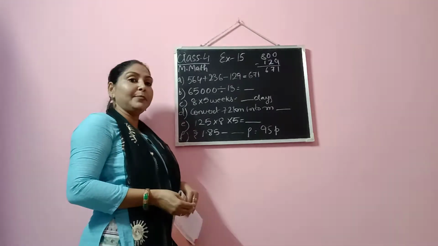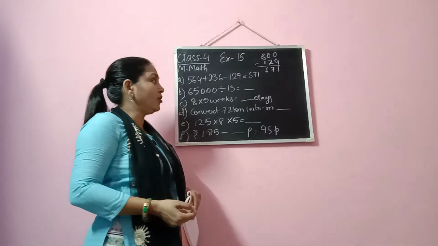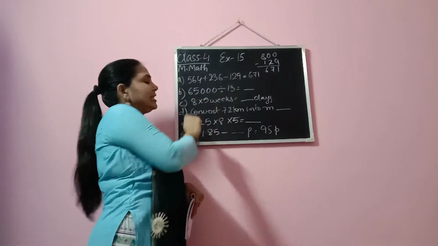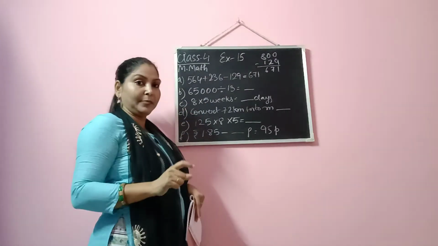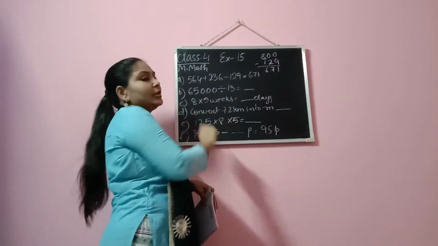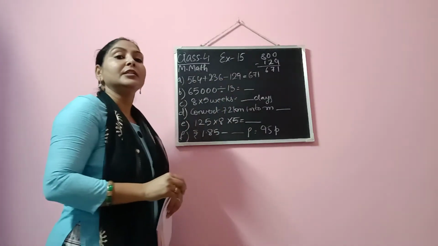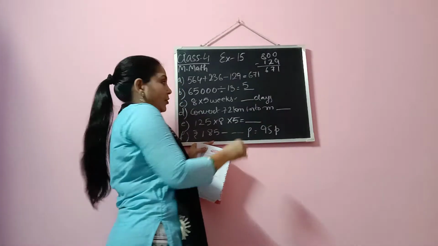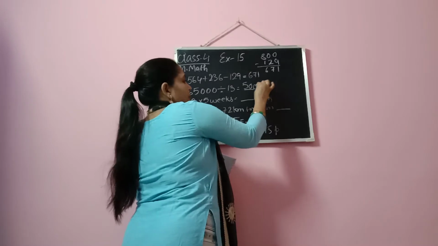Okay. Next question, 65,000 divided by 13 is equal to how much? Now this seems to be a big number, but don't worry. First what you have to do, you will just see in 13's table at what time 65 comes. Whichever time it comes, you write that quotient and write on 3 zeros. So in 13's table 65 comes at 5 times. 13 5s are 65. Okay. And how many zeros are there? 3 zeros. So just write 3 zeros.